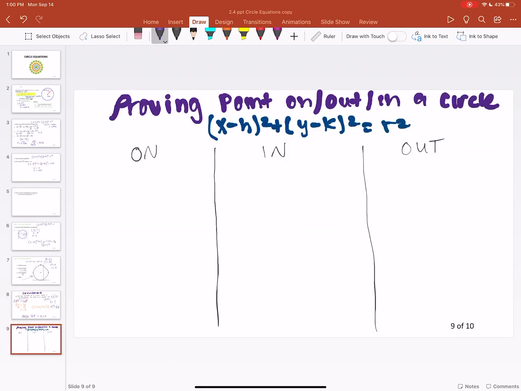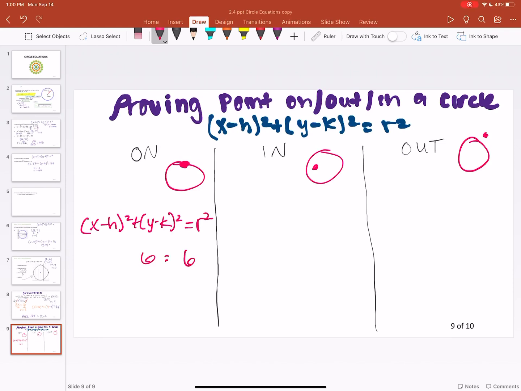Okay, and then this last part that I want to talk about real quick is we can prove where a point is on your circle. So if your point is on the circle, it's going to be laying exactly on the line. If your point is inside of the circle, it's going to be somewhere inside that circle, and outside, obviously outside. So if the left side of the equation equals r squared, like you have 6 equals 6 at the end, that means your point is on the circle.